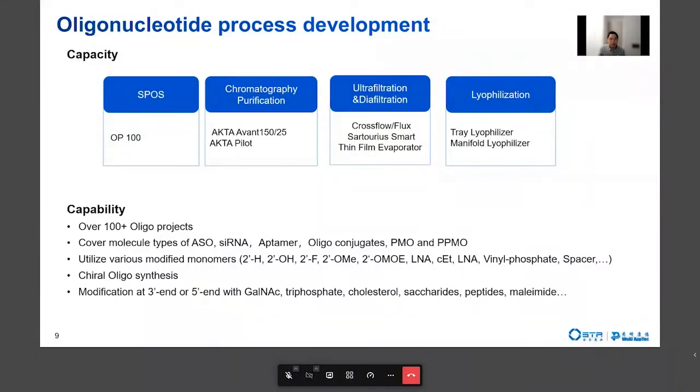Regarding our oligo process development, we have equipped a significant number of OP100 and downstream equipment. To date, our team has worked on more than 100 oligo projects, covering many types of oligo molecules, utilizing various modified monomers and building blocks, and with modification at either the 3' or 5' end.